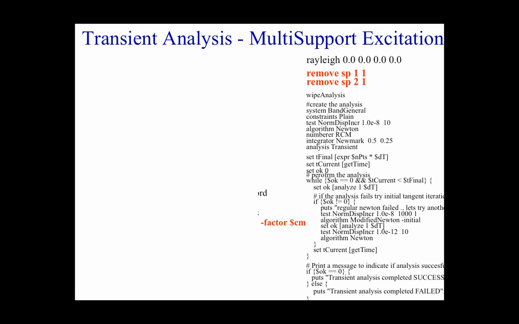And the only other thing I had to do is, in that previous gravity analysis, nodes 1 and 2 are both currently fixed in the x direction. So we have to go in and remove them. Here I am removing the constraint from node 1 in the degree of freedom one direction. That takes the constraint out of the previous model. Then I run this, and this is my multi-support excitation.